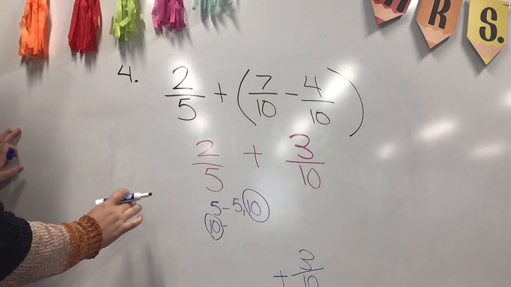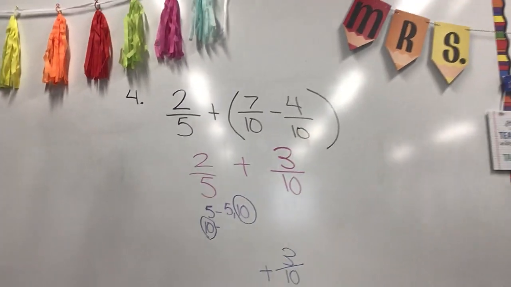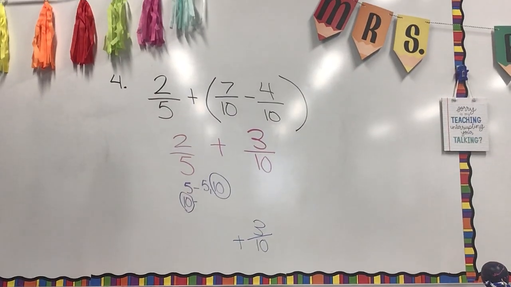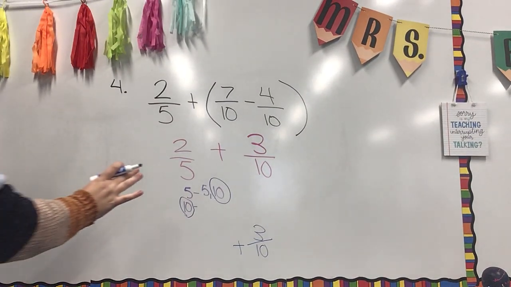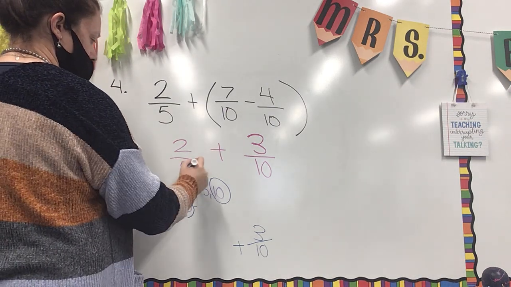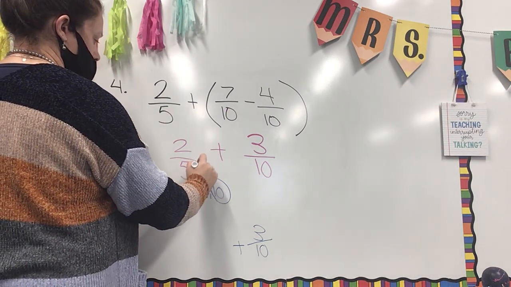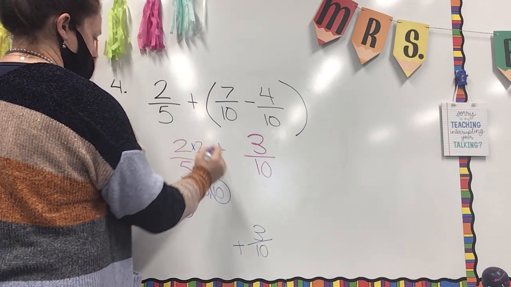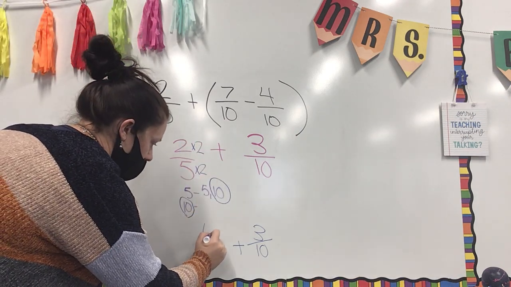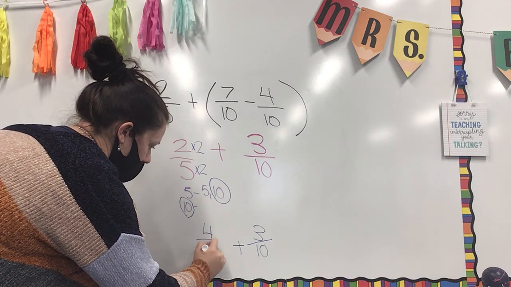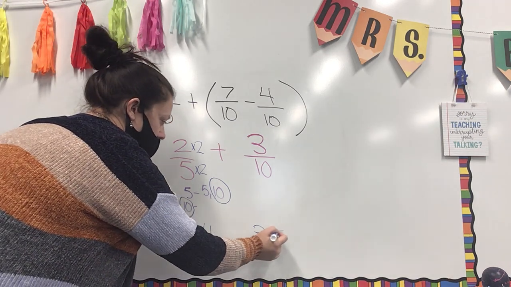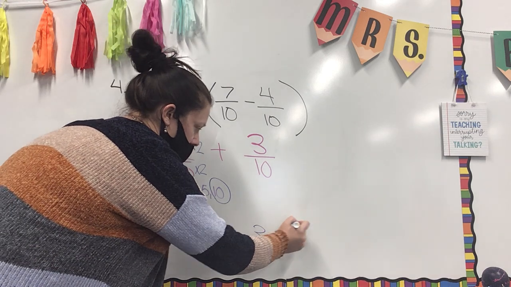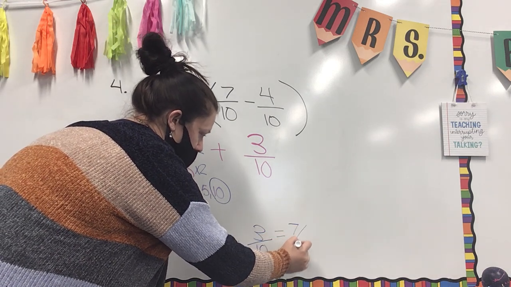However, let's go back here. How do I change this 5 to make it a 10? What can I multiply it by? 2. Times 2. And what I do to the bottom, I also do to the top. So my new fraction is going to be 4 tenths. When I add my numerators, what's 4 plus 3? 7. And my denominator stays the same.